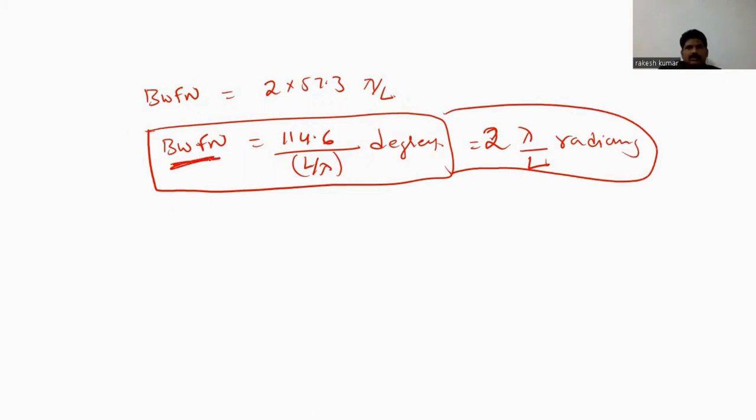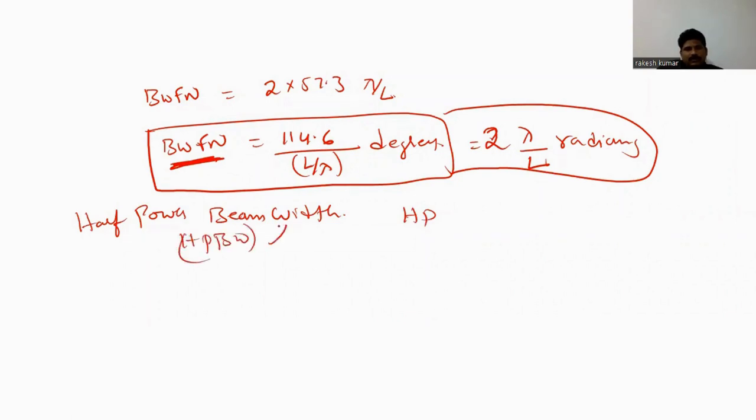So you have calculated the beam width between first nulls. Now we'll calculate the half power beam width. How to calculate the half power beam width? There is a relationship: the half power beam width is equal to the beam width between first nulls by 2. Therefore, the half power beam width for a broadside array is equal to, what is the beam width between first nulls? The beam width between first nulls is 114.6.